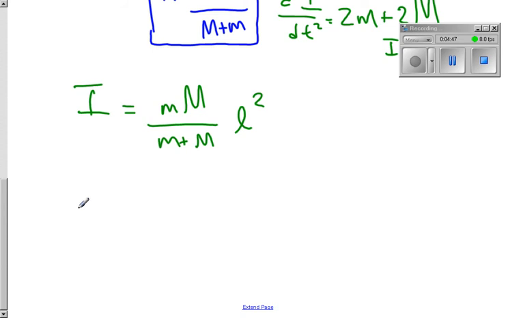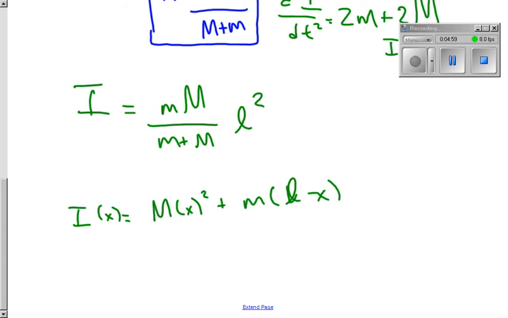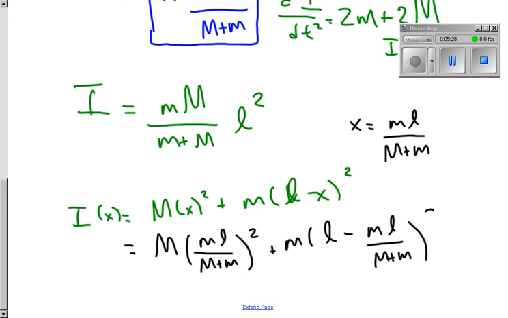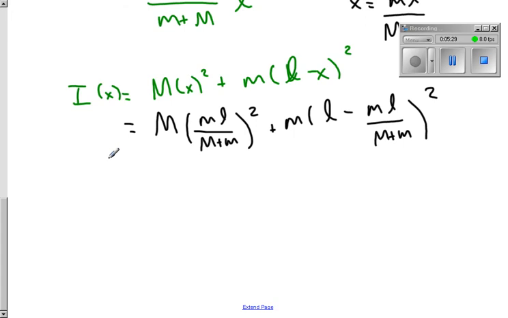So if we plug in, we've got I as a function of x is capital M times x squared plus little m times (L minus x) squared. As we plug in x is equal to mL over M plus m, we see the following. So we get M times (mL over the sum of the masses) squared plus m times (L minus mL over the sum of the masses), and that whole thing is squared. And now we have a little bit of simplification to do.